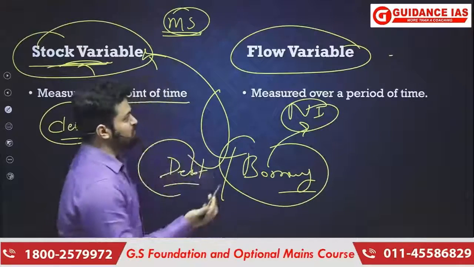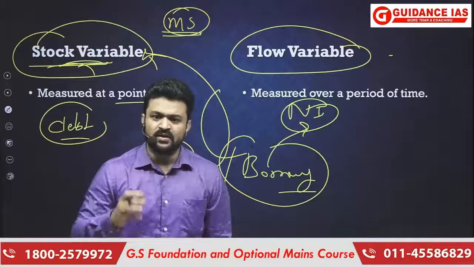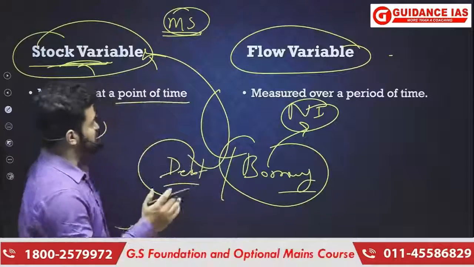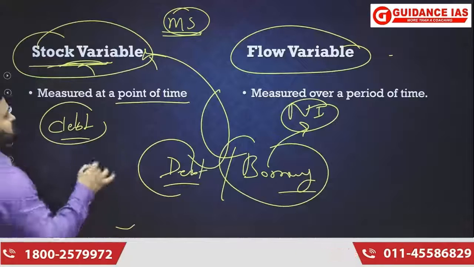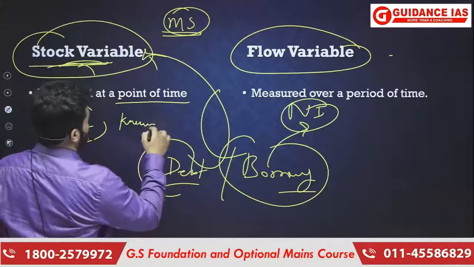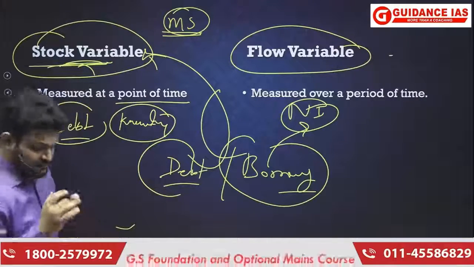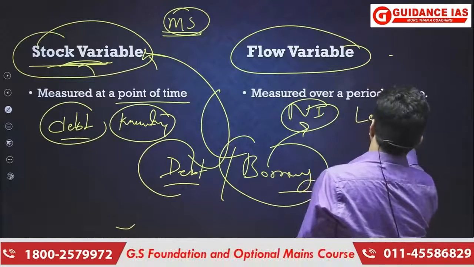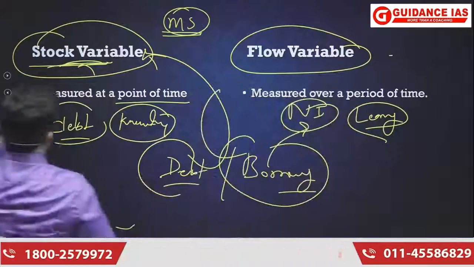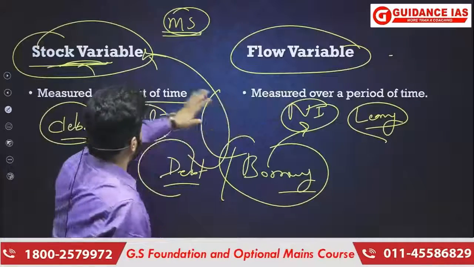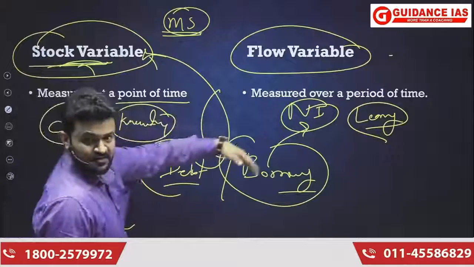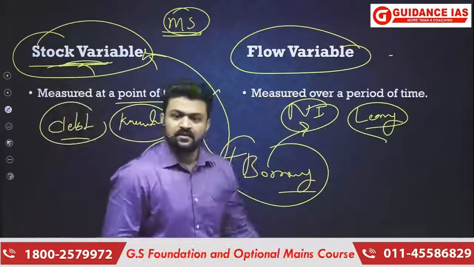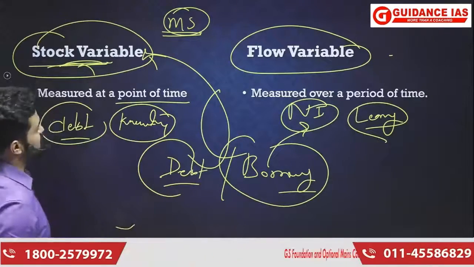In order to understand this, consider the difference between knowledge and learning. Can I ask what has been your learning at this particular point of time? No. Although I can ask what has been your knowledge, or whatever knowledge you have gathered till this point of time. But learning can be measured over a period of time only. So debt is a stock variable while borrowing is a flow variable. Money supply is a stock variable while national income is a flow variable. Knowledge is a stock variable while learning is a flow variable. This is something we need to keep in mind.